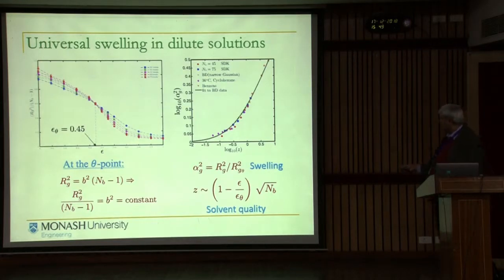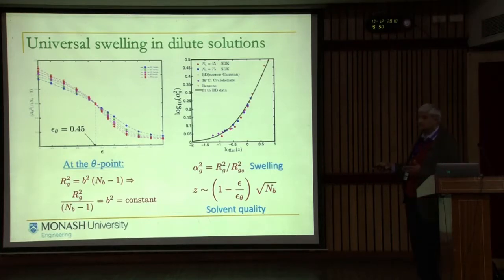And an interesting thing is that this Dünweg potential is able to reproduce the universal swelling for dilute solutions that I showed you earlier. Because epsilon is taking the role of temperature, if you define your solvent quality in this way, you can then show that the predictions of this potential collapse on a master plot.